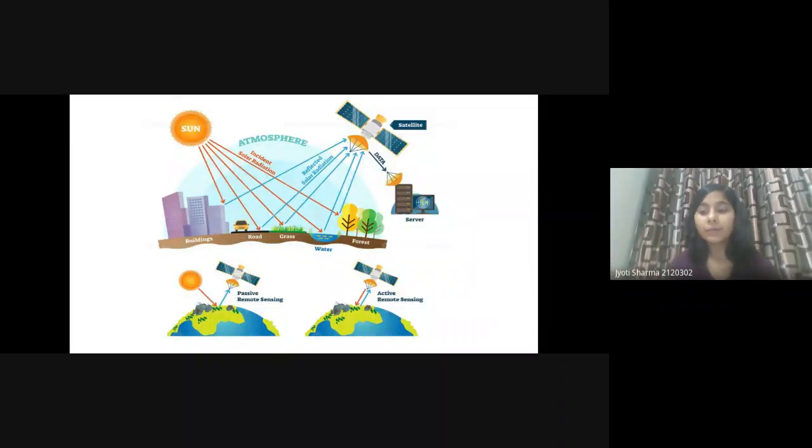But for example, you want data in the night time. And it may be possible that you want this reflected light in a different wavelength. What will you do? The sensor will give the light first to the object, and the reflected light will be taken up also by the sensor. So here there is no need of the sun. That's why we have to give the energy to the surface first. So this is the active remote sensing.